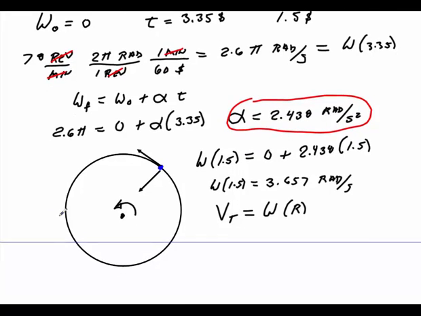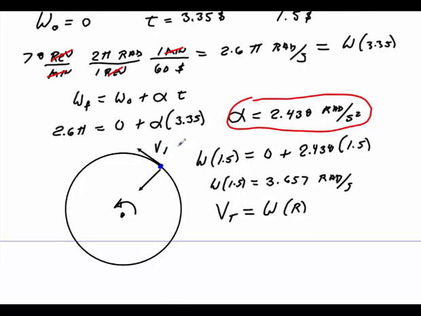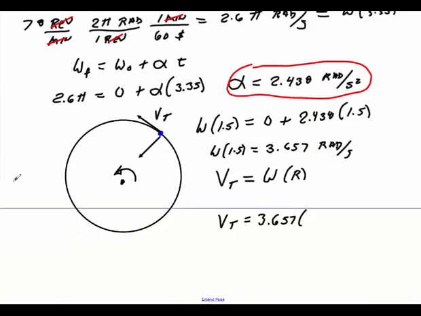So I need to find out what this velocity is here. This is my tangential velocity. So my tangential velocity would equal 3.657 radians per second times my radius, and the radius is 12 inches. So multiply that times 12, and what we will get would be 43.89, and that would be in inches per second.